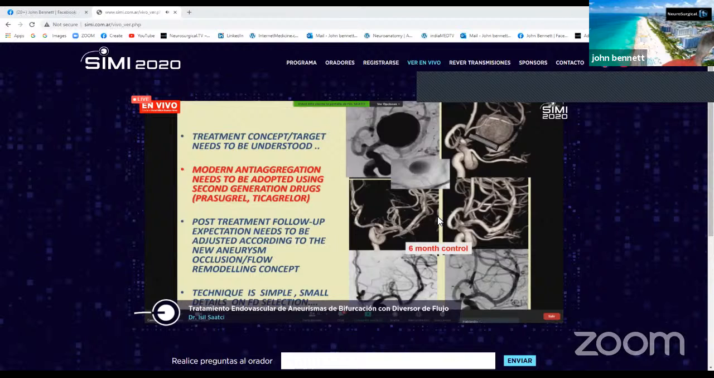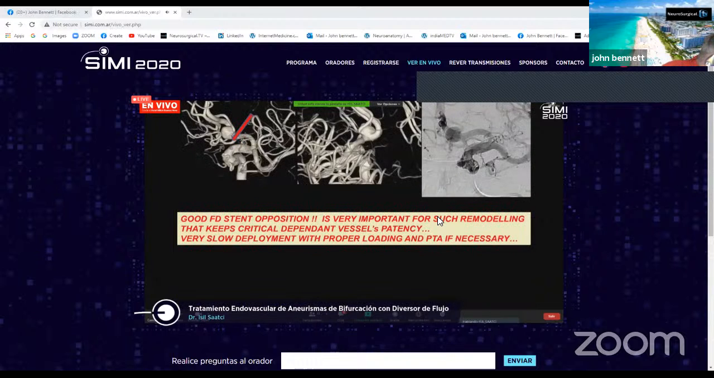The clopidogrel is not reliable, having resistance, at least in our population, it's close to 1/3.